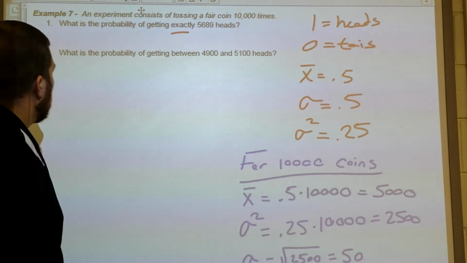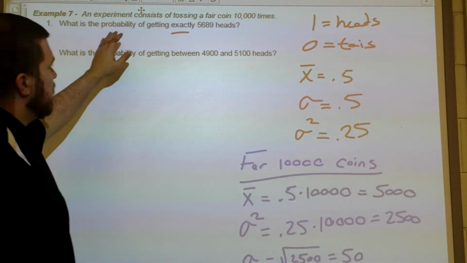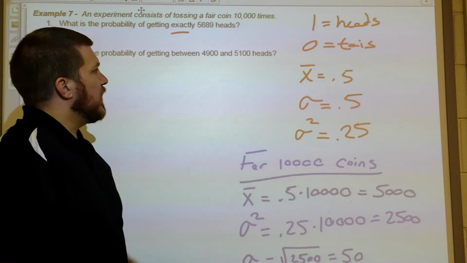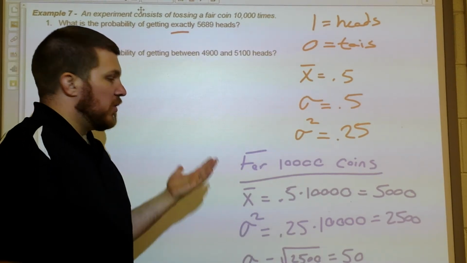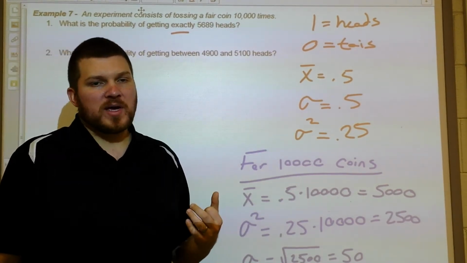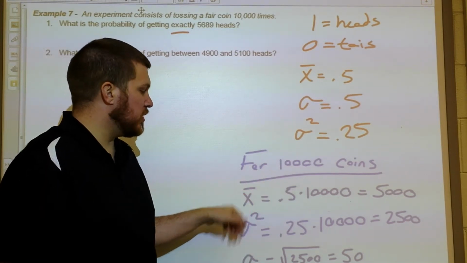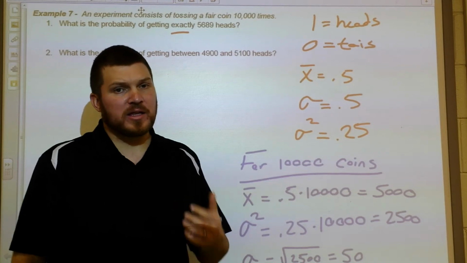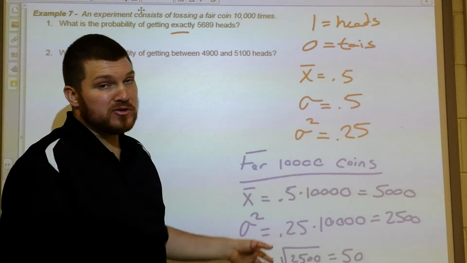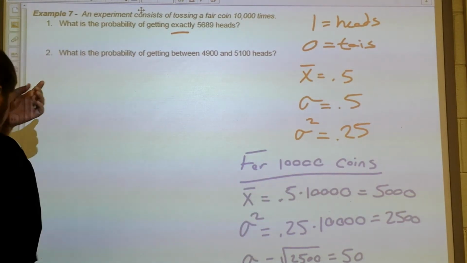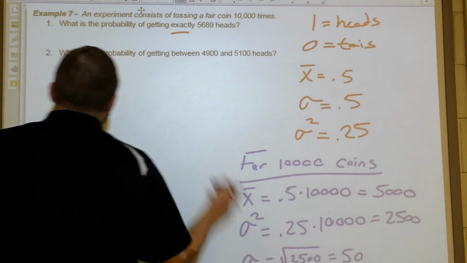All right, great. So we want to know the probability of getting exactly 5,689 heads. Before we do anything, regardless of whether we're doing normal PDF or normal CDF, we had to know for 10,000 points what the average value was and what the standard deviation was. The calculator requires that information. That's why we had to do this scratch work beforehand. Since it says exactly, this is a normal PDF.